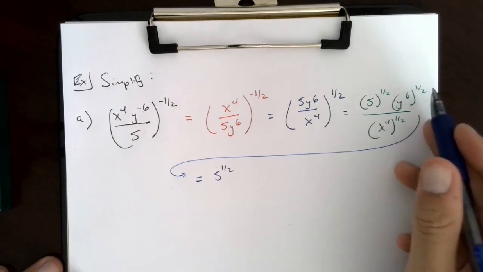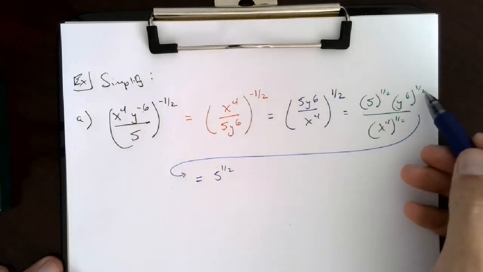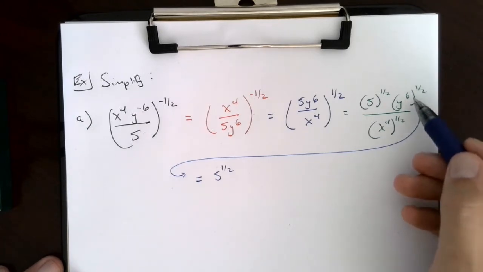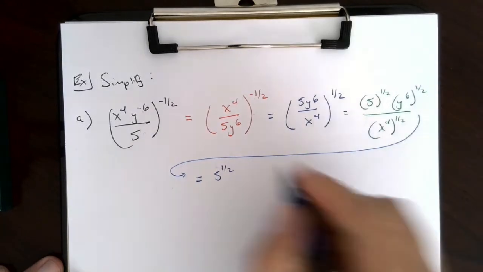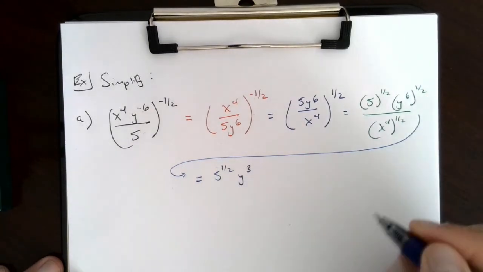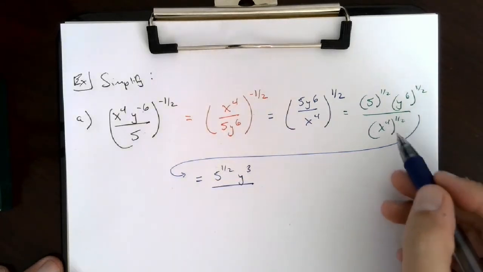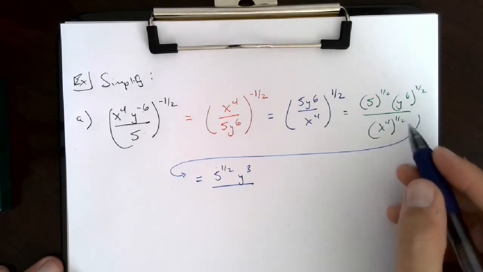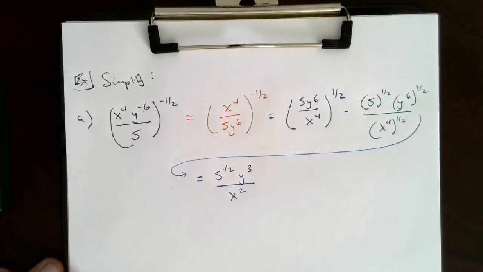For y to the 6th to the 1/2, remember, when you have a power to a power, you multiply these. So this is 6 times 1/2. Well, when you multiply a whole number times a fraction, you multiply it right to the numerator. 6 times 1 would be 6, divided by 2 would make that 3, so this ends up being y to the third. Over here, x to the fourth to the 1/2, again, you're multiplying the exponents. 4 times 1 is 4, divided by 2. So x to the 4 divided by 2 is just x to the 2, right? Because 4 divided by 2 is 2. And then, you really can't simplify this any further.